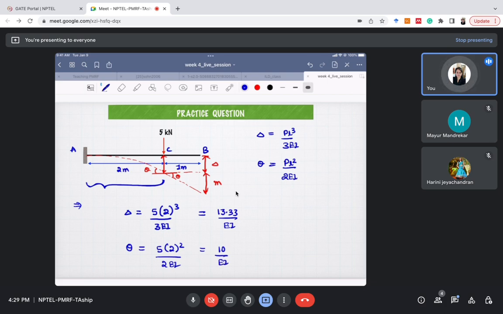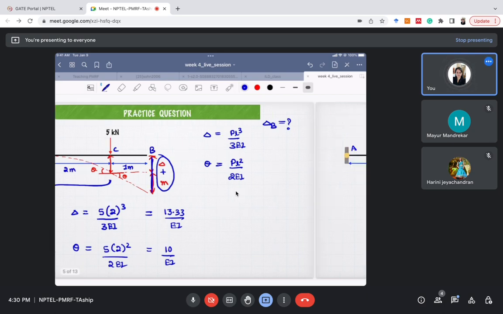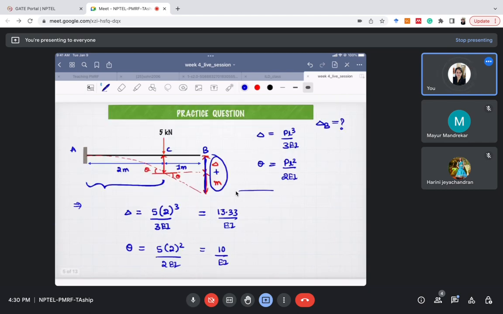Now we know the value of theta and delta, but we want to know the value of delta B. We don't want to know the value of delta C. What is the final value of delta B? The final value of delta B is this value of delta plus M. This is the total value we want to know. So delta B is equal to delta plus M. The value of delta we know, that is 13.33. But what is the value of M?